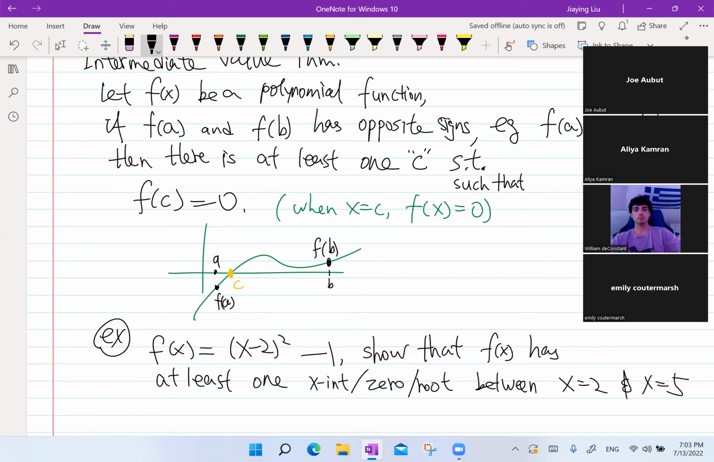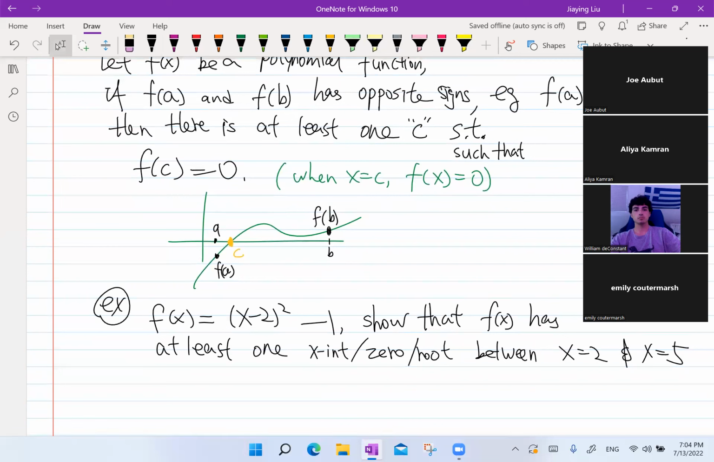So we don't need to find out what it is, we just need to show the function has at least one x-intercept that's between 2 and 5. So we're going to use the theorem here. The way we show it is that we're just going to take x equals 2 and put it into the function. So for x equals 2, f of 2 equals 2 minus 2 squared minus 1. So that's going to be 0 minus 1, which is negative 1. So that's going to be less than 0.